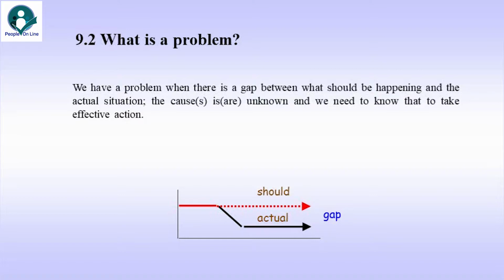What is a problem? We have a problem when there's a gap between what should be happening and the actual situation. The causes are unknown and we need to know that to take effective action. Problem-solving tools. Here we will be discussing two problem-solving tools. These are Fishbone Diagram and Pareto Analysis.